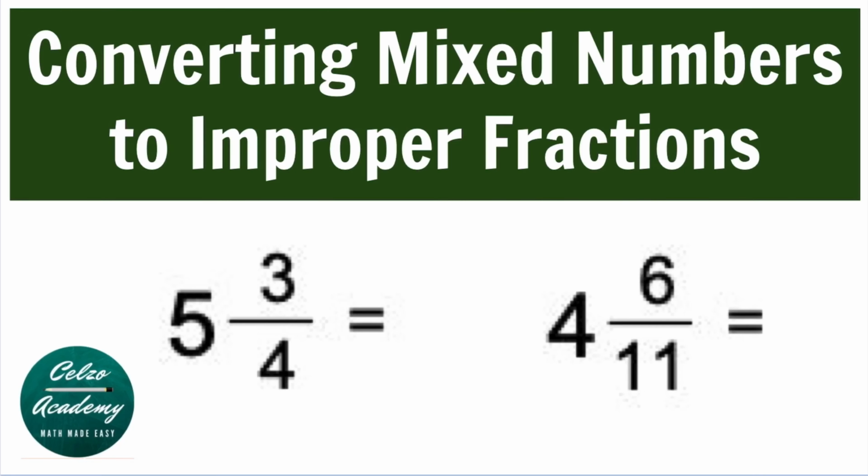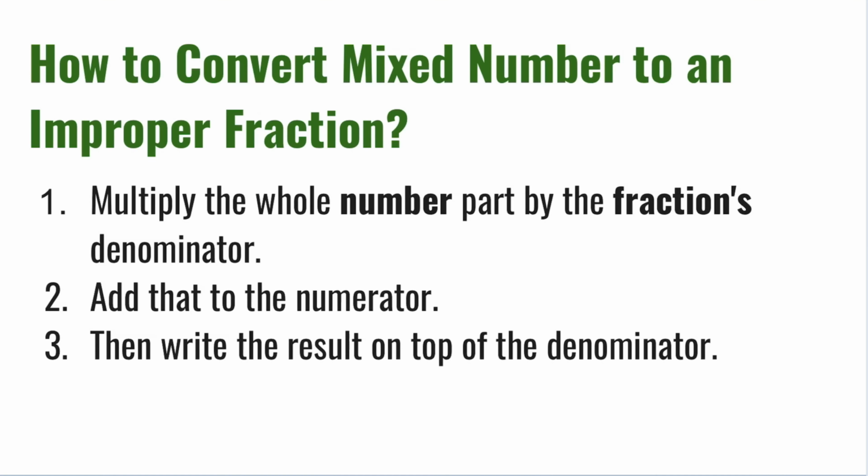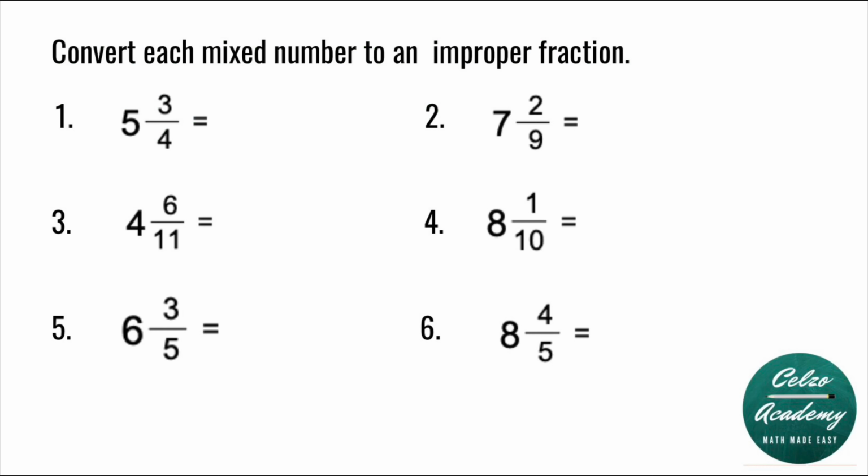Do you know how to convert mixed numbers into improper fractions? These are the steps on how to convert mixed number to an improper fraction. 1. Multiply the whole number part by the fraction's denominator. 2. Add that answer to the numerator. And third, write the result on top of the denominator.